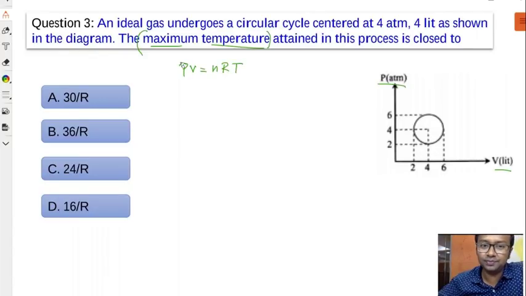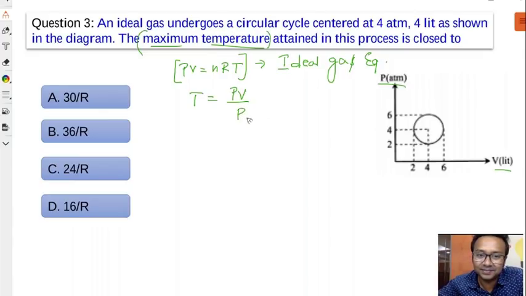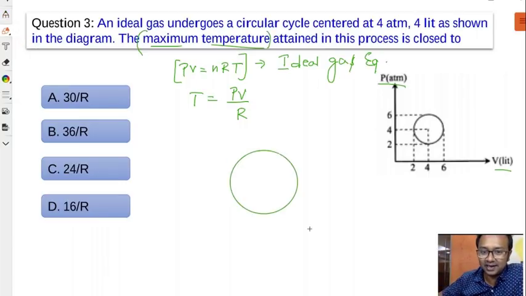We know PV equals nRT, the ideal gas equation. Right, students? This is my ideal gas equation. Let us assume one mole of gas is being considered out here. So what is the temperature going to be like? PV by R. If we are considering 1 mole of gas, then the temperature can be given as PV by R. Okay, let's do one thing. This entire thing, let me redraw once again.